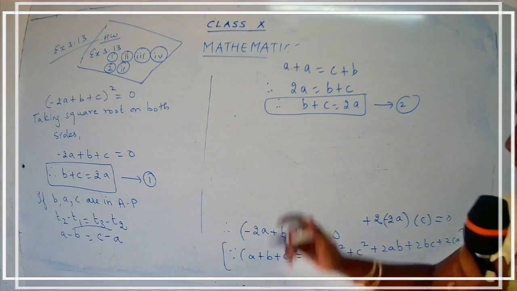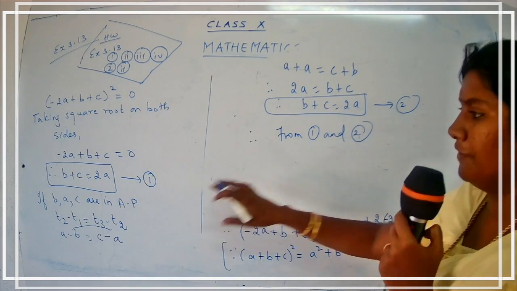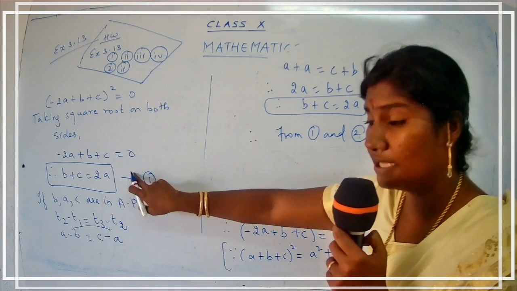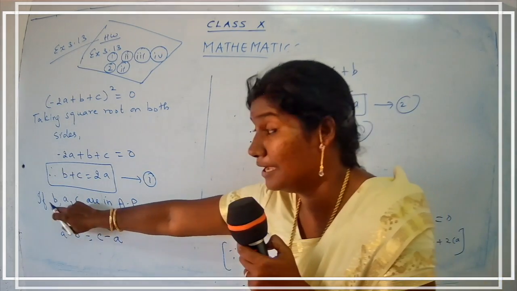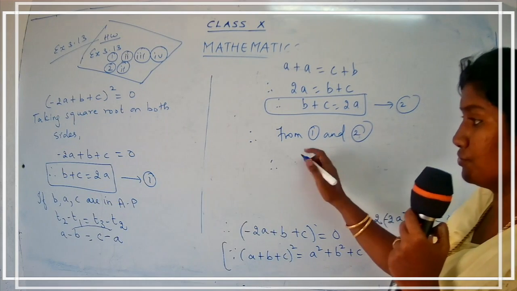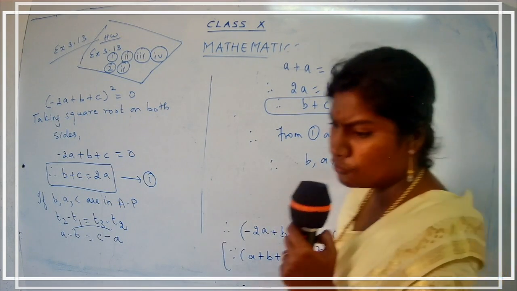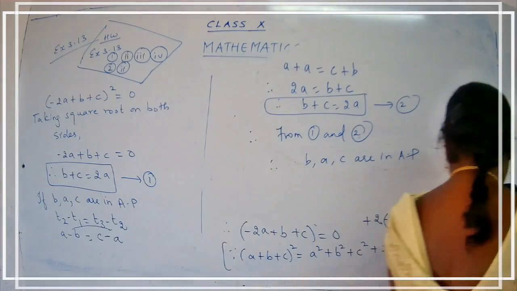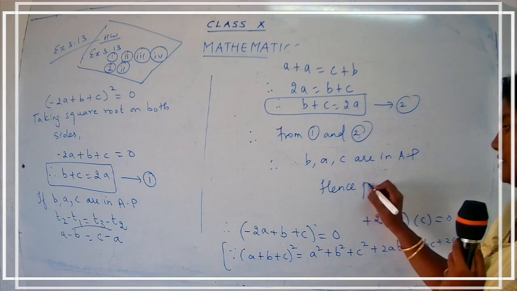So I'll put here, therefore, from 1 and 2. See, if it is an AP, I should get the answer as B plus C is equal to 2A. And I already got the answer as B plus C is equal to 2A. So from 1 and 2, here I am not saying they are in AP, I am just saying that if. If means I am assuming. So I say therefore from 1 and 2, B, A, C are in AP. It was to prove, yes children? So say hence proved. I hope you are clear with the proof part. Hence proved.